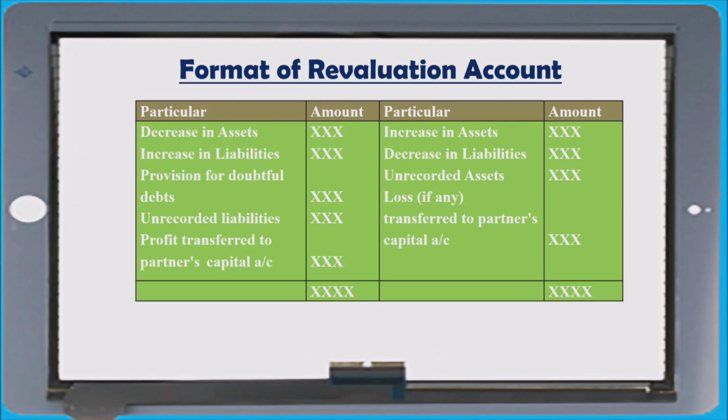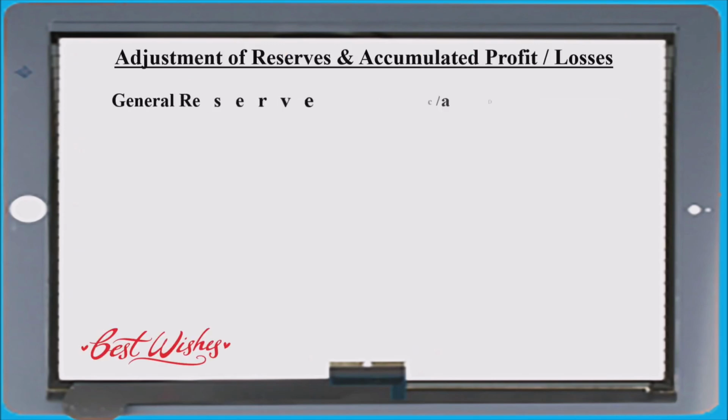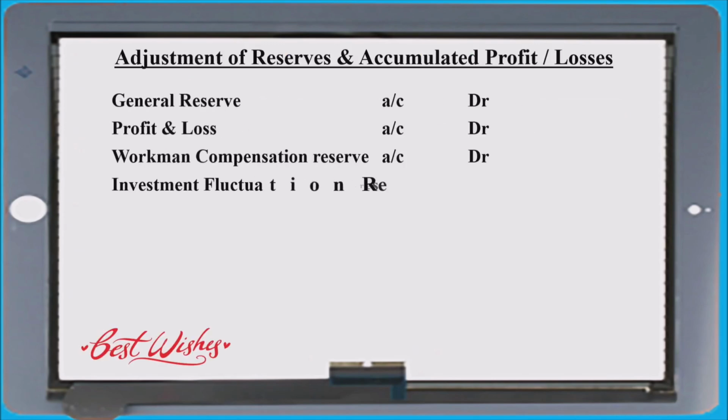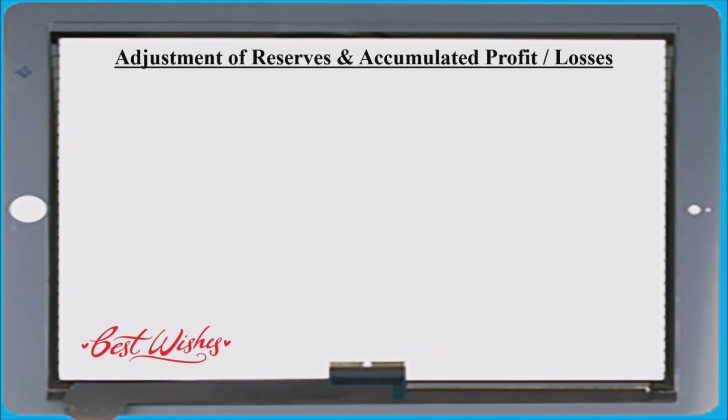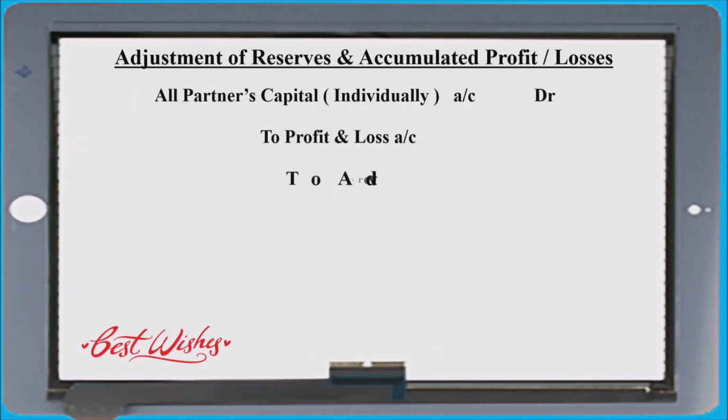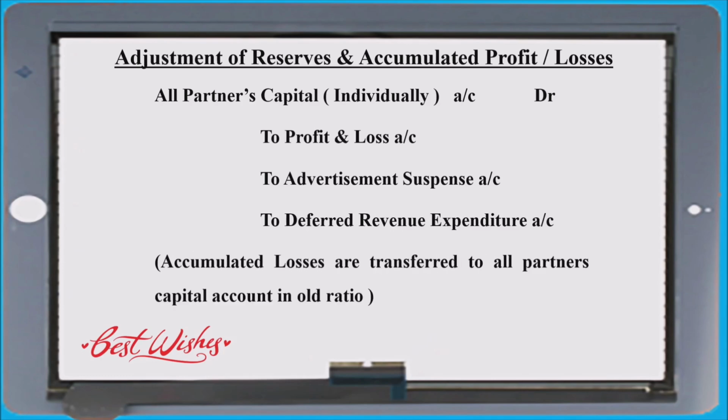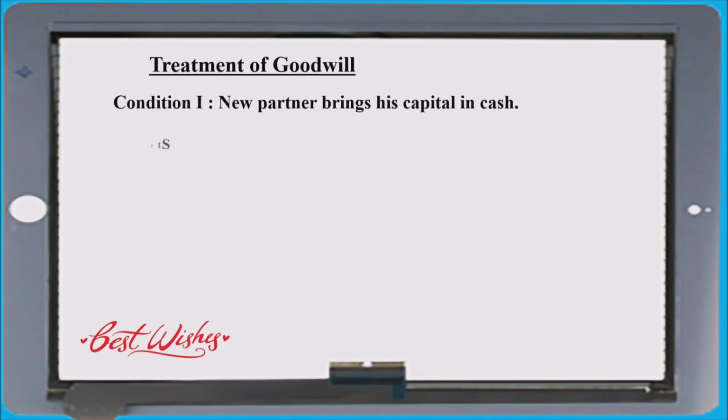of admission. The profit will be shared among the old partners only, not the new partner. And in adjustment also, reserves and losses will be shared among the old partners only in the old ratio. Always remember how to share the accumulated profit and losses. Treatment of goodwill is very, very important.